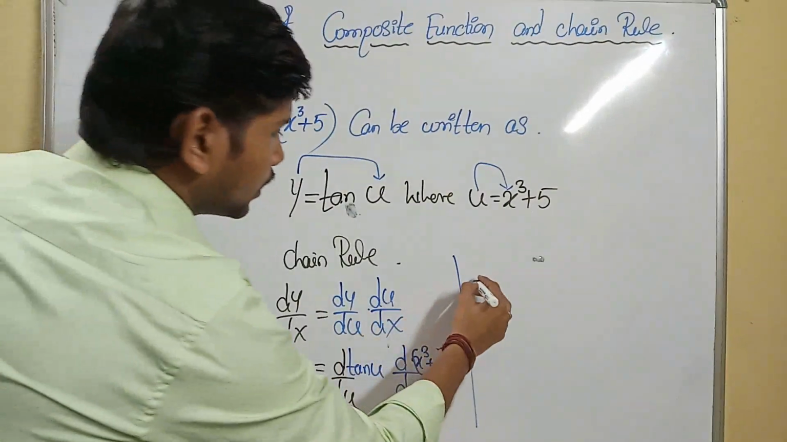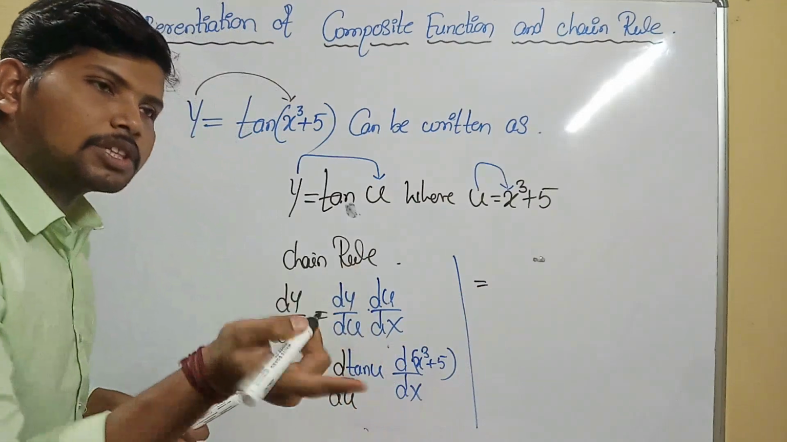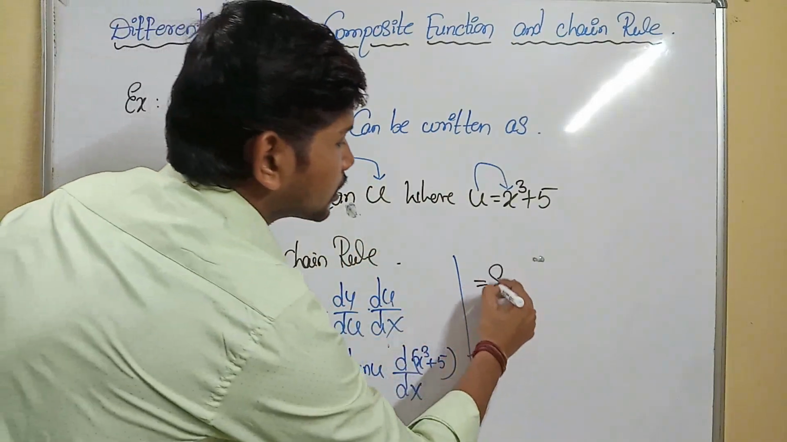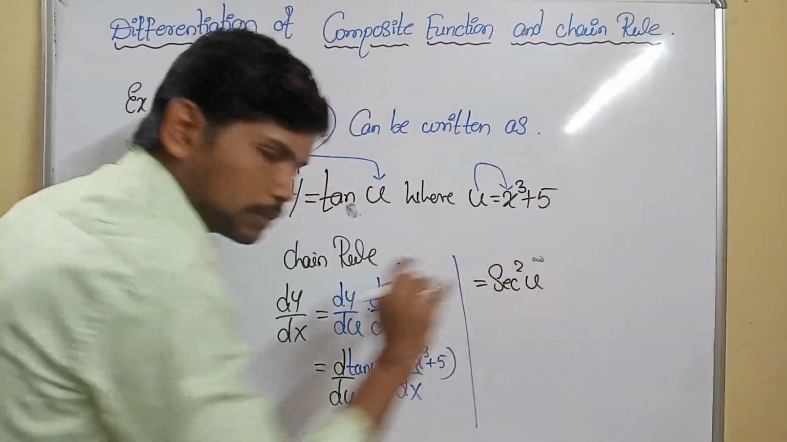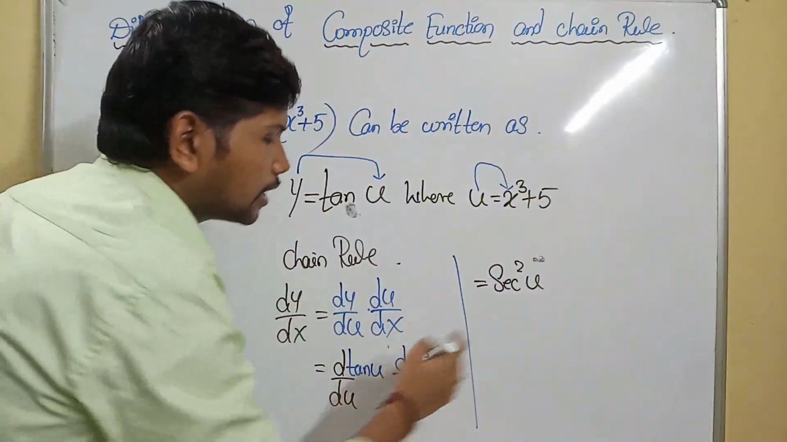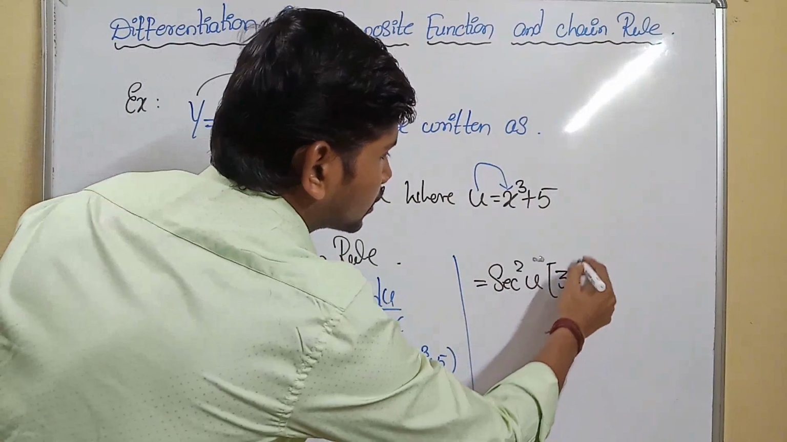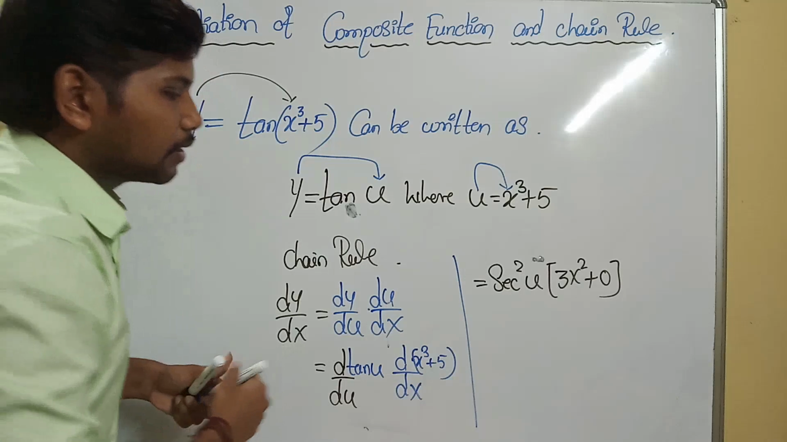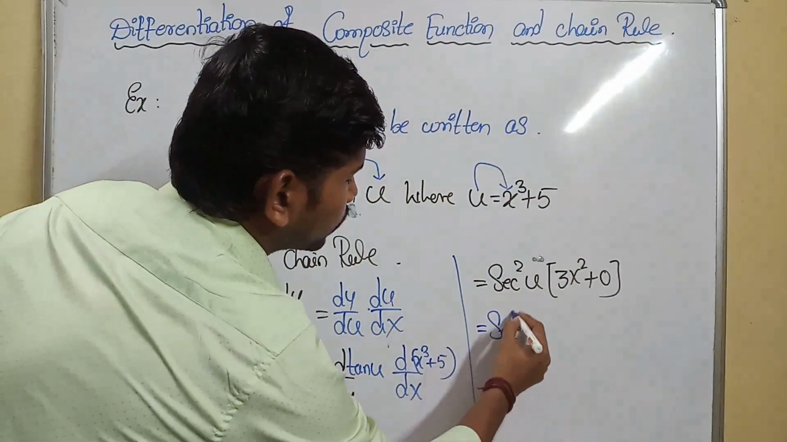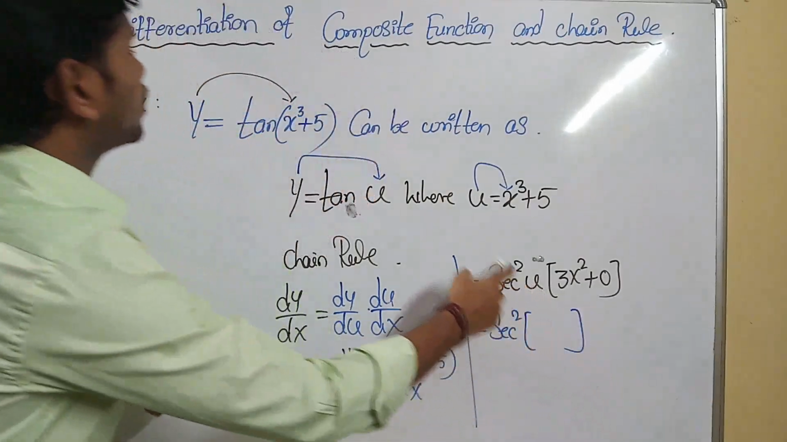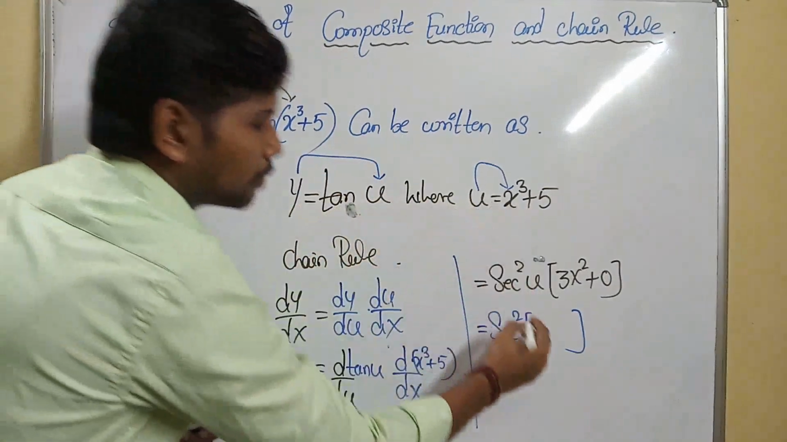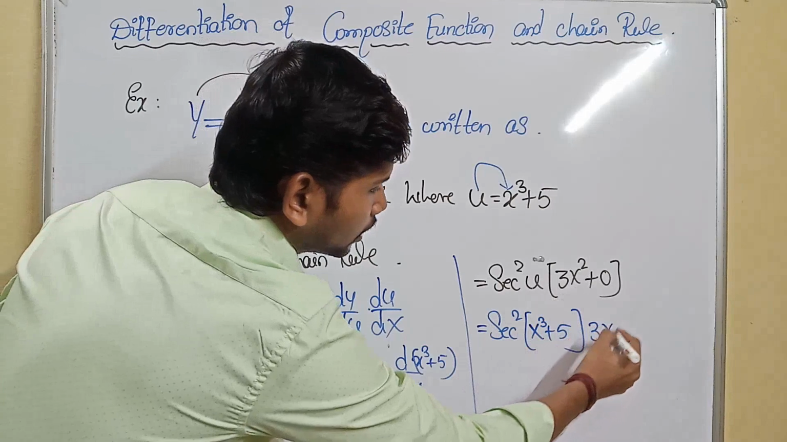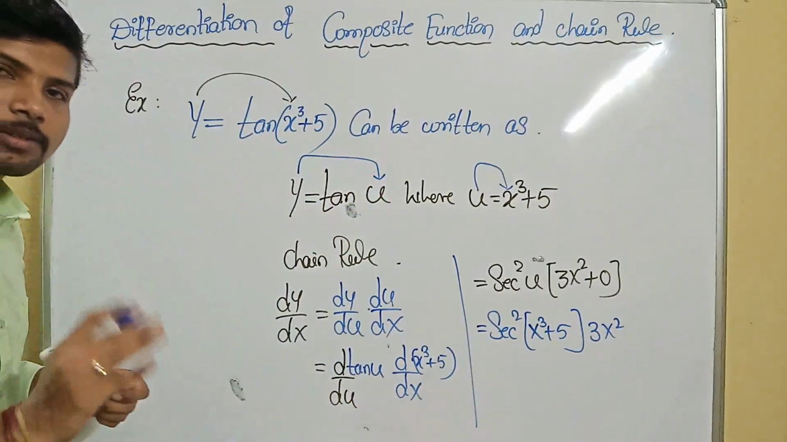Then the next step: what is the derivative of tan u with respect to u? It is secant square u. After that, the derivative of x cube is 3x square, and the derivative of 5 will be 0. Then it will be secant square of u, and what is u? It is x cube plus 5, into 3x square. Got the point clearly?